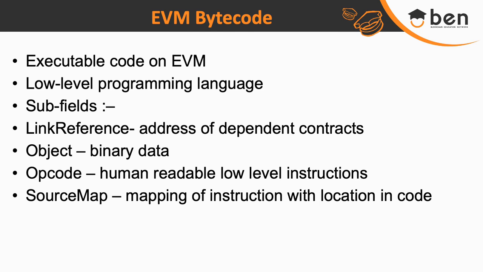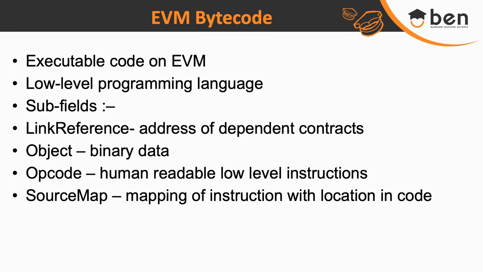Further, there is a subfield known as object. It contains binary data, bits and bytes, and you cannot interpret any information out of it. Humans can't do it, but for machines, it is a set of instructions that have to be performed according to the logic. Third is the opcode. So opcode is in between.